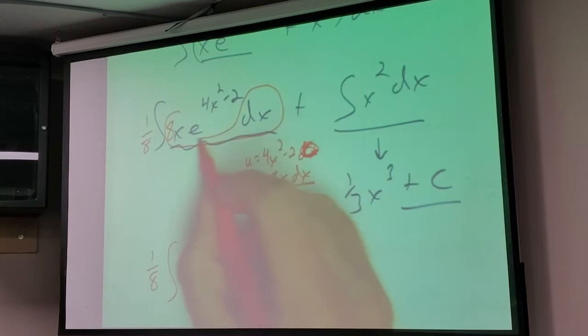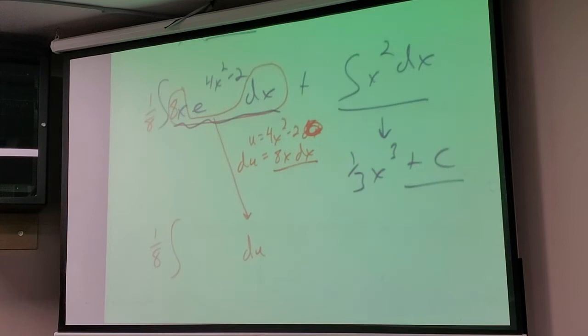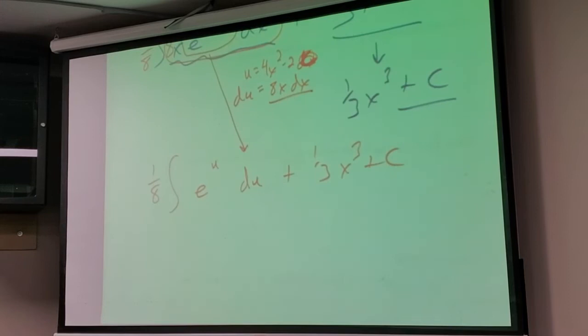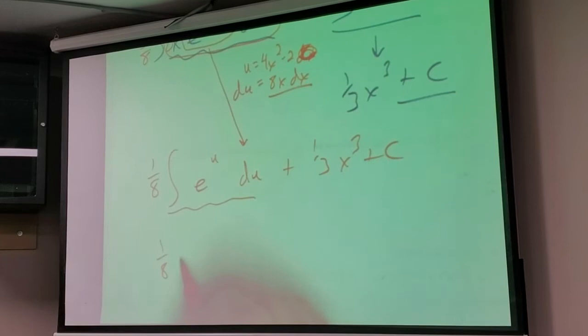This is du, yes? That 8x dx is du. And then this is e to the u. I like it. And here's our part that we already did. And of course, what's that integral? e to the u, and u was? Okay, cool.